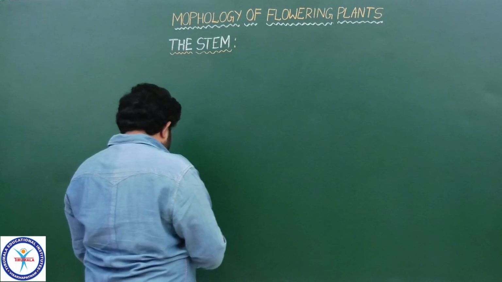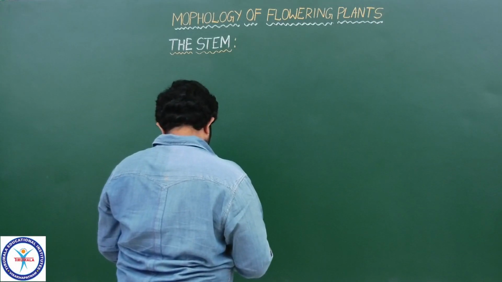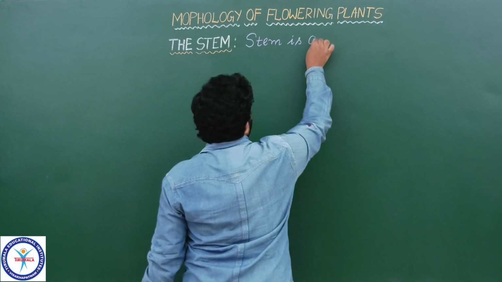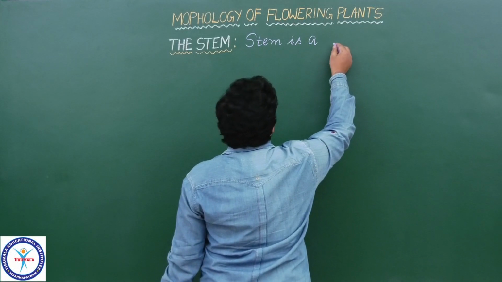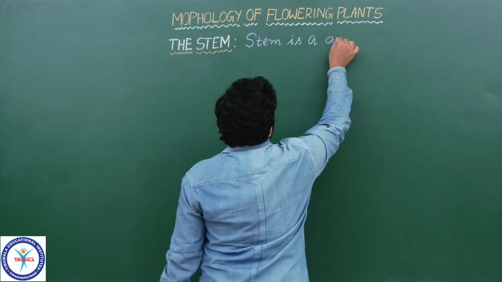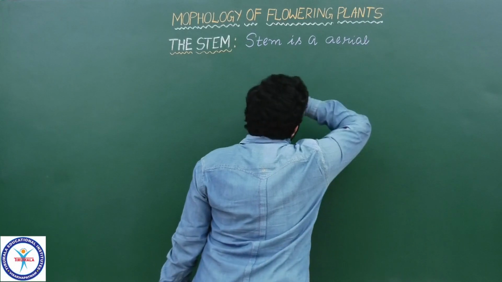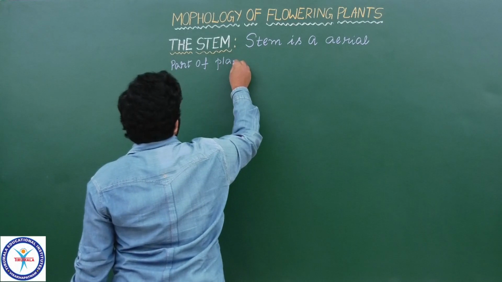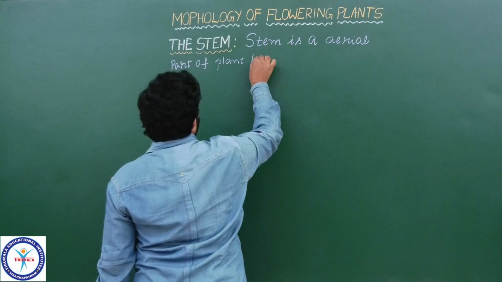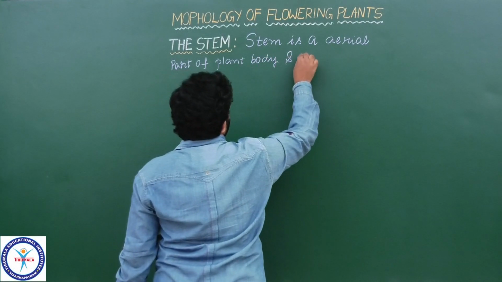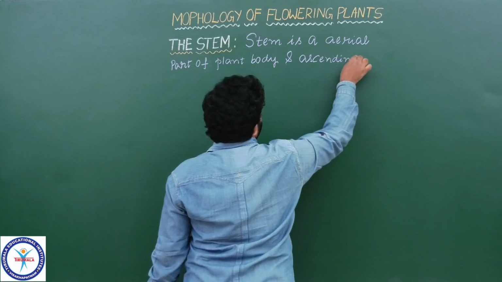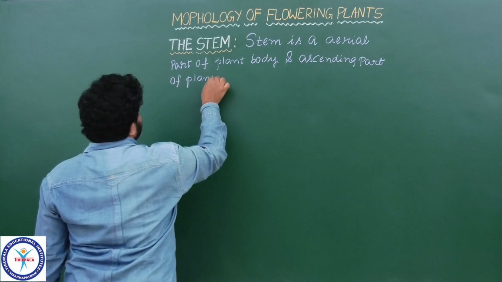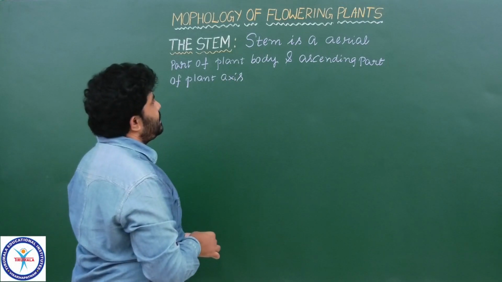So what is the stem here? Write down: stem is the aerial part of the plant body and the ascending part of the plant axis. Ascending part of the plant axis.